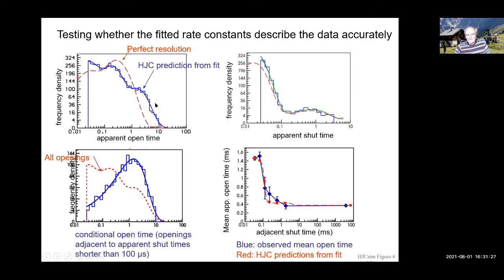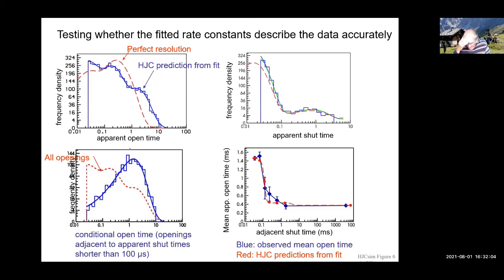First of all, this is how we test whether a fitted mechanism is a good fit or not. These are for a nicotinic receptor. This is the apparent open times. I say apparent because that is to indicate that the open times have been extended by missed short shut times. The histogram shows the data.